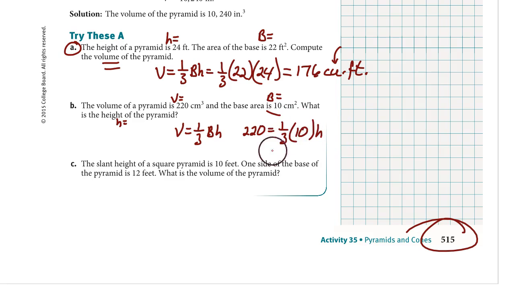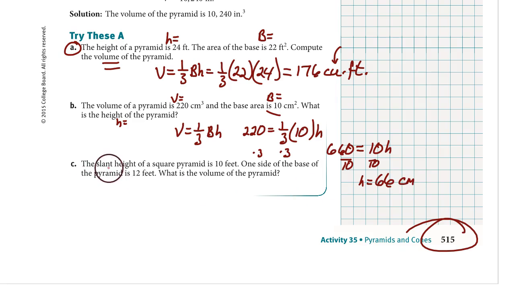Now solve this equation. You can multiply both sides by 3 to cancel the 1/3. That makes 660 equals 10 times H. Now divide both sides by the 10. And you get H equals 66. Now what kind of unit do you need by that? Think about what you figured out. We figured out the height. What kind of unit is used to measure height? That's regular distance units. So just centimeters.